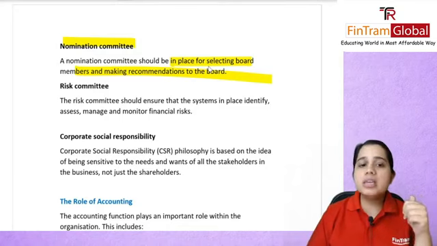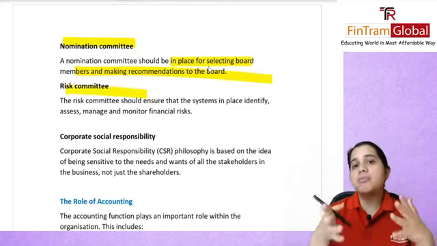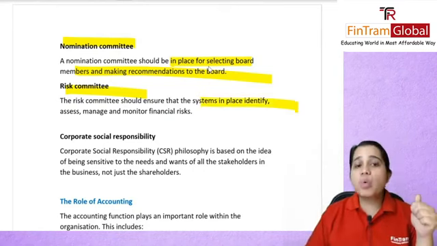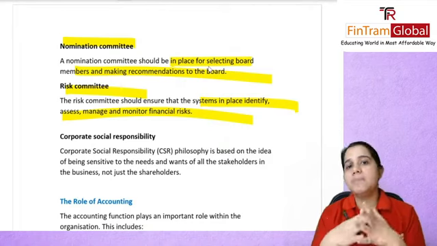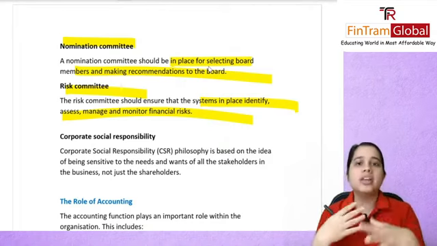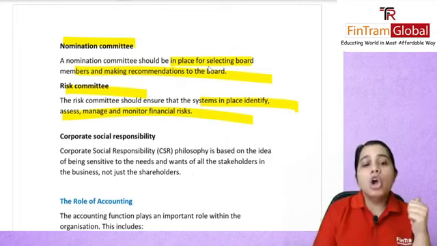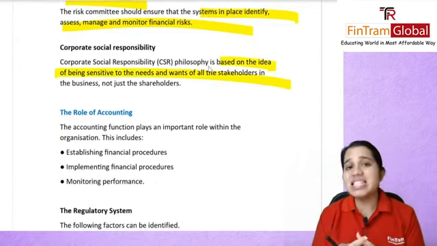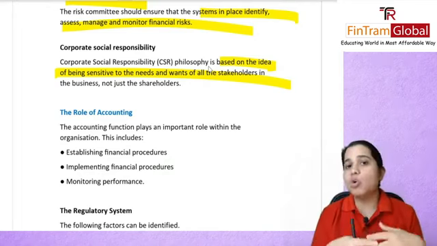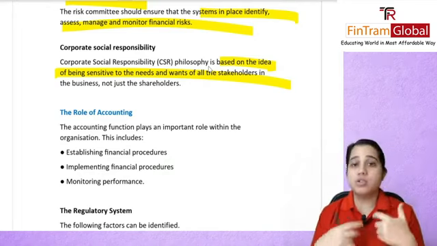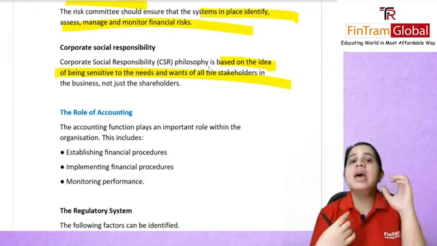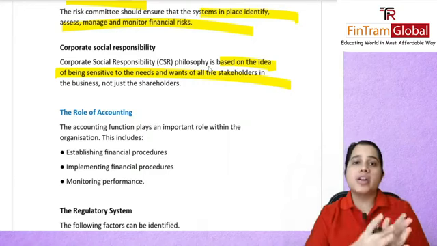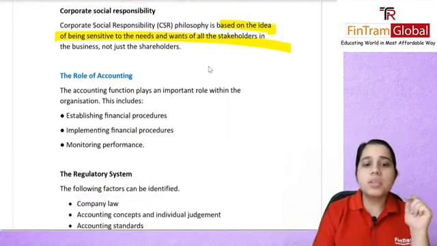You have your risk committee. If you have it, great. Otherwise, the work of the risk committee is done by the audit committee. This will ensure that systems are in place to identify, assess and manage any sort of financial risk, and monitor the financial risk. Corporate social responsibility is based on the idea that you need to be sensitive to the needs of even the other stakeholders and not just your shareholders. So it is your responsibility as an organization to focus on the other stakeholders and not just say, all right, I'm working only for my shareholders.